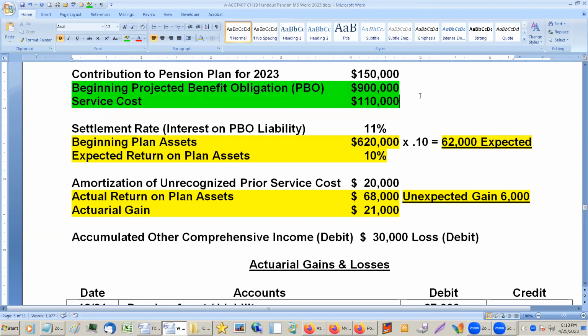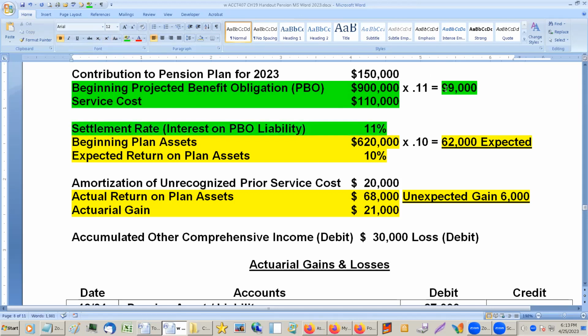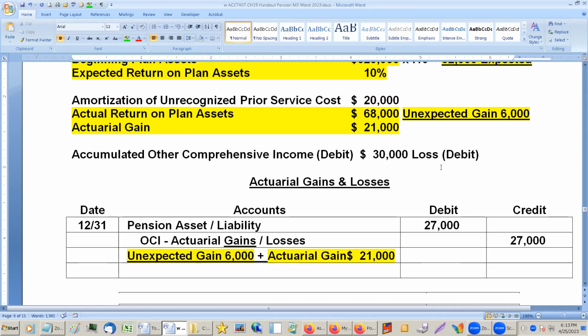So the beginning liability, 900,000. 10% would be 90,000. Yeah, 99,000. So this is our interest rate basically on the liability. This is just the liability. This is what we owe the pensioners. We owe the pensioners 900,000 at the beginning of the year. And the settlement rate, which we get from the actuaries, is 11%. So that is 99,000.